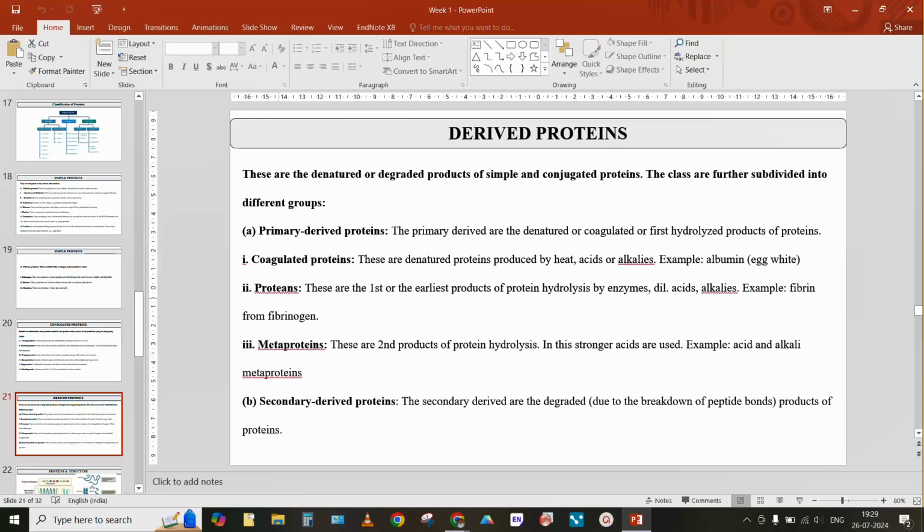Next are proteans. These are the first or earliest products of protein hydrolysis by enzymes. The next is metaproteins. These are the second product of protein hydrolysis, and stronger acids are used. Examples are acid and alkali metaproteins. The second category of derived proteins is the secondary one, which are degraded due to the breakdown of peptide bonds of proteins.